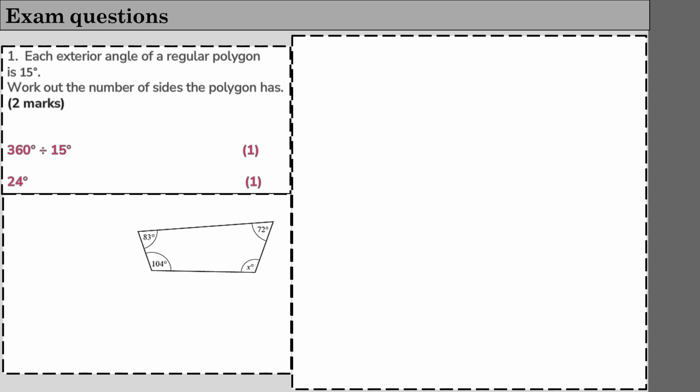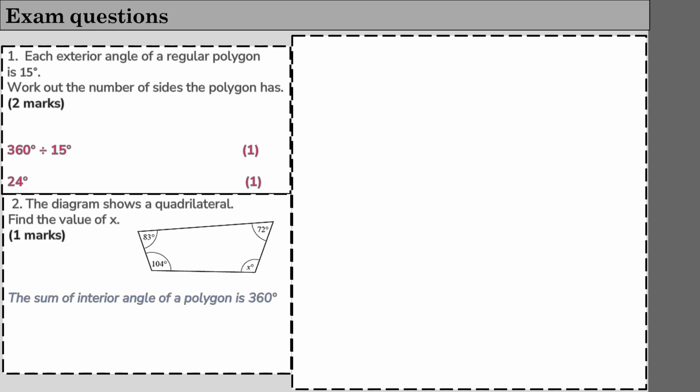Now here is a quadrilateral in my second question. The diagram shows a quadrilateral and we need to find the value of x. In that case, I have been given 3 angles and I need to find the 4th one. You all remember in our first video I mentioned the angles in a quadrilateral always add up to 360 degrees. So the sum of the interior angles of a polygon, which is a quadrilateral, is 360 degrees.